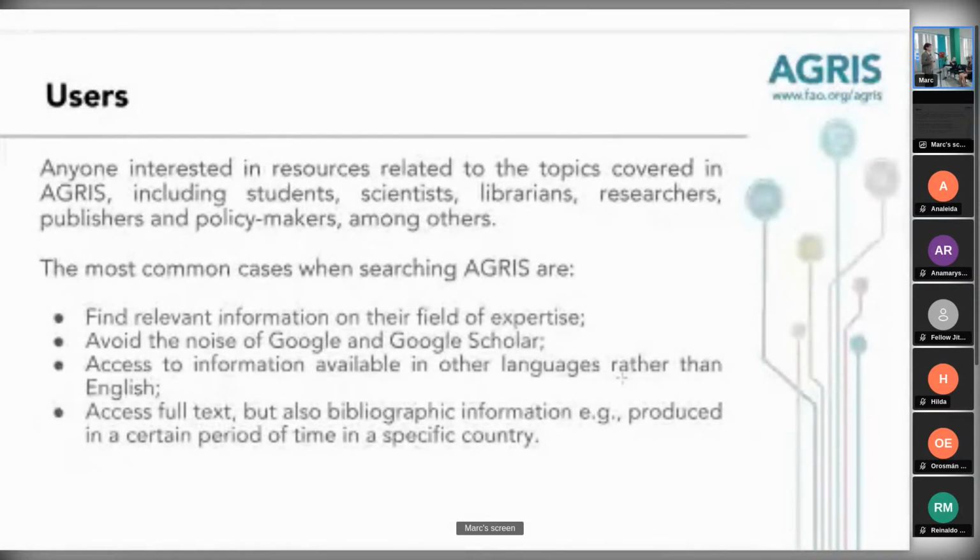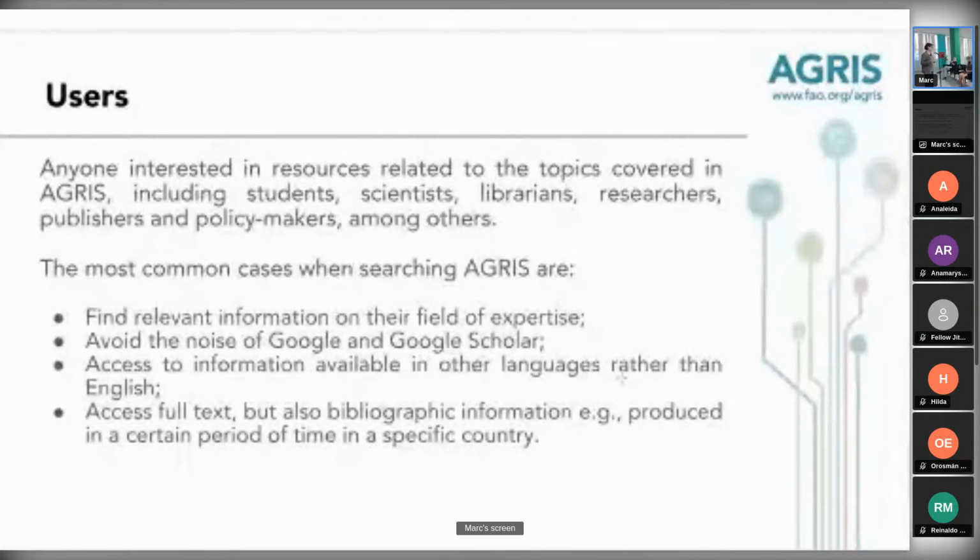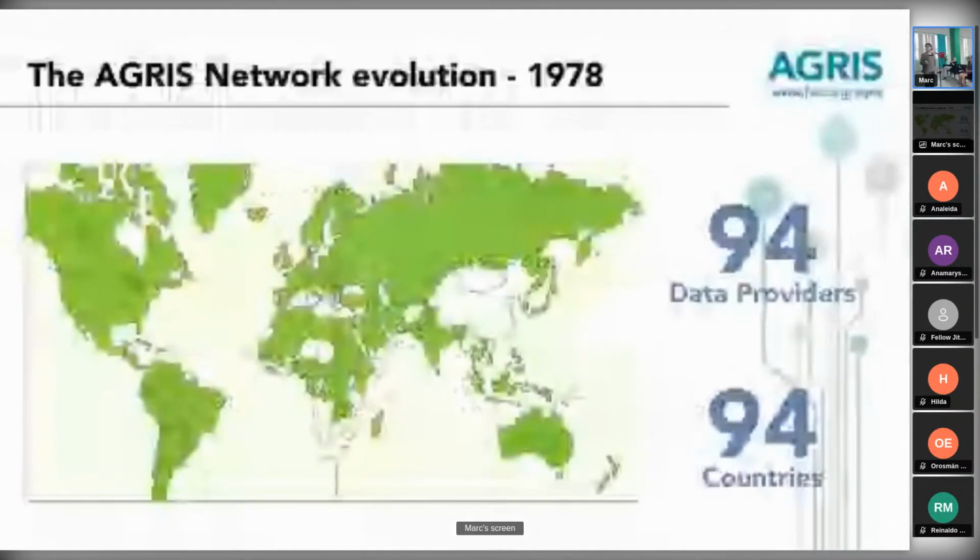Everybody can access that because, as I said, we are talking about documents like objects. So we have students, scientists, librarians, policymakers, etc., and they are looking for relevant information. Let's not forget that we are only talking about food and agriculture research outputs. Therefore, it's very specialized in this topic. If you are looking for information about that, it makes much more sense to go to AGRIS rather than going to Google Scholar, where you are going to find quite a lot of noise.